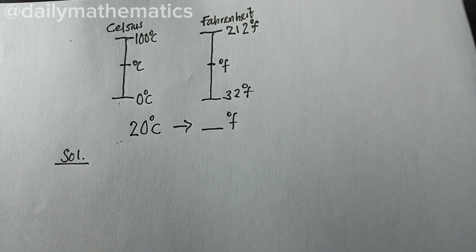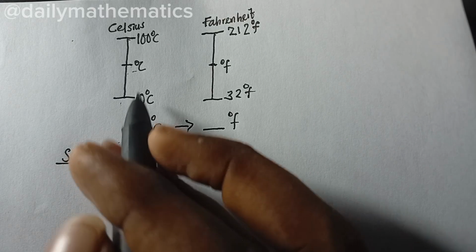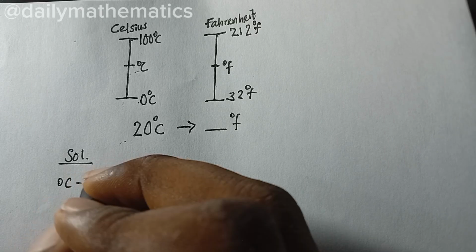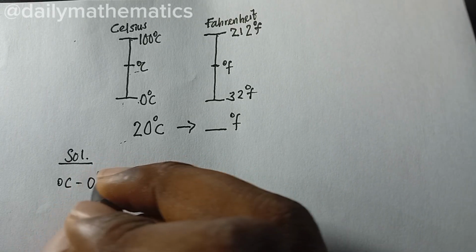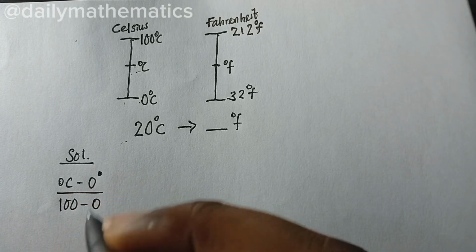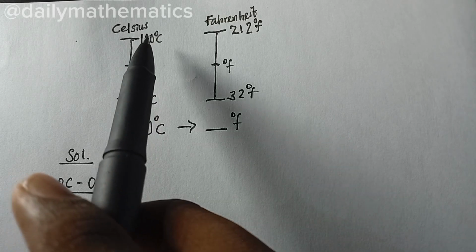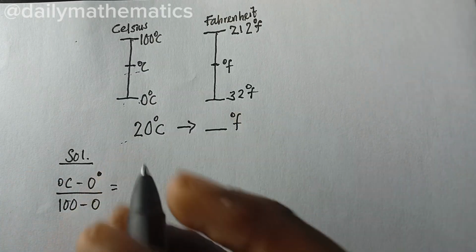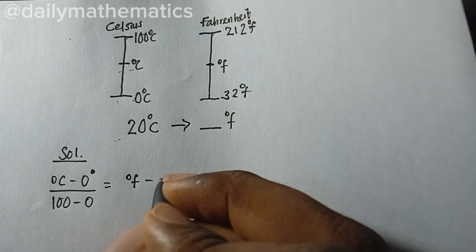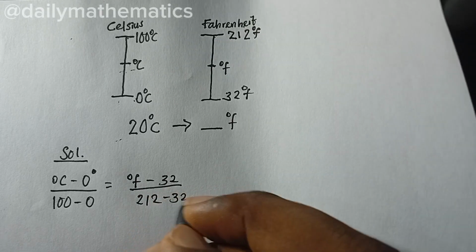temperature scales. We have degree Celsius here, we have the reference point here, we have the ice point here, and we have the steam point here. So what are we going to do? We have degree Celsius minus 0 divided by 100 minus 0, then equals, we're going to do the same thing here. We did the reference point minus the ice point over the steam point minus the ice point. We'll do the same thing from here. We have the reference point here, that's degree Fahrenheit minus 32 over the steam point 212 minus the ice point.